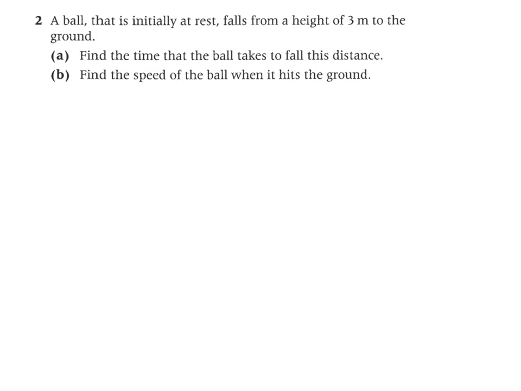But before we pick our equation, we want to write down all the information they give to us. So initially at rest, that's an important piece of information there. We sometimes miss it, but it means that u equals 0. Its initial velocity is 0. Falls from a height, so the displacement is going to be 3 meters to the ground.